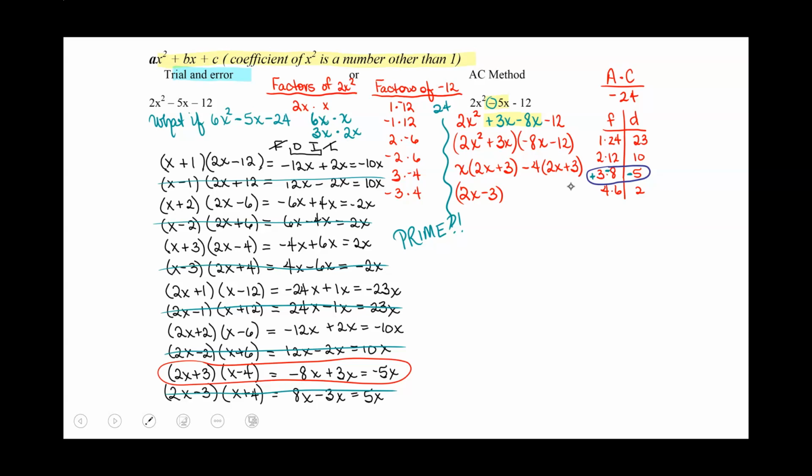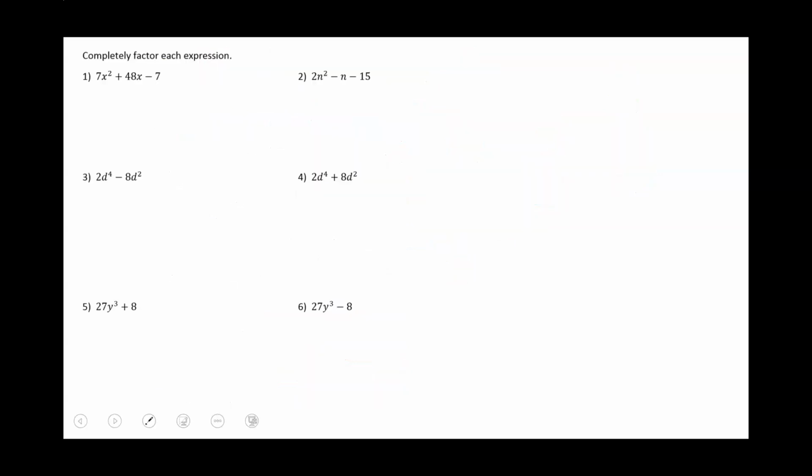Then put your finger over each of those 2x plus 3's. They're gone. And once you cover them up, you can see what you have left. What you have left is x minus 4. And y'all, that is the exact same answer that we got down here after all of that trial and error, right? All right, let's look at one more of those AC method problems.